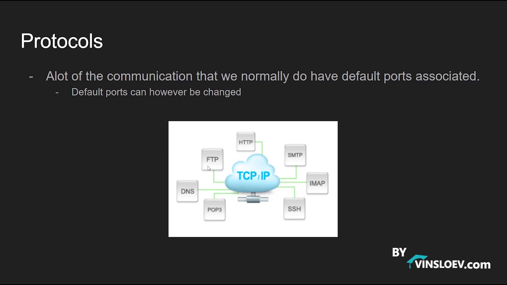Ports used for FTP or SFTP also have default ports, but even though they are default, they can be changed, meaning that you might see FTP communication, if you do a network scan, that is not happening on the default port because the people who use this FTP connection have changed the port.